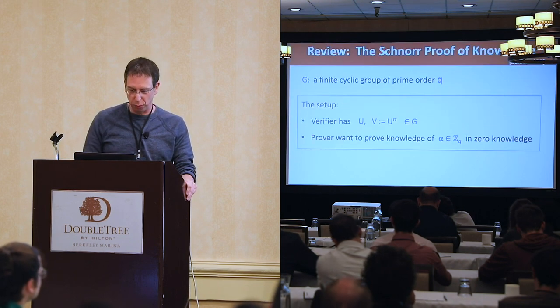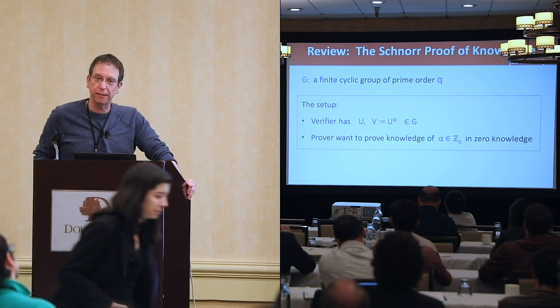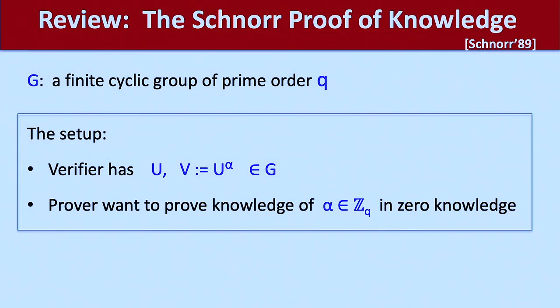When we say basic, we mean proving that you know a discrete log. The classic Schnorr protocol for proving that you know a discrete log. With the settings, we have a finite cyclic group. The group has order Q. The verifier has two group elements, U and V. Both of them lie in the group. The prover just wants to prove that it knows the discrete log of one element based on the other. So it knows alpha such that V is equal to U to the alpha. That's the goal.